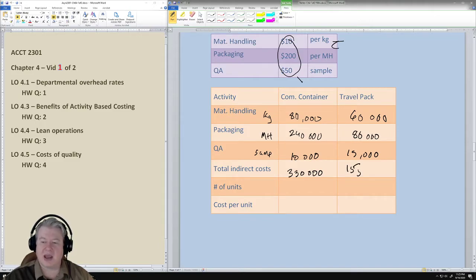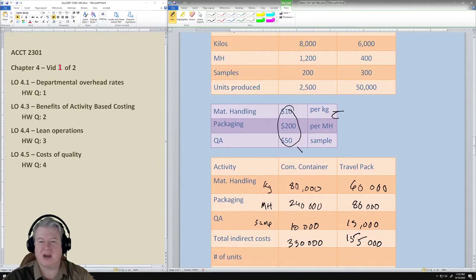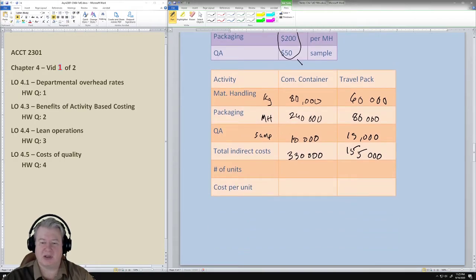Now, a question you might get is, okay, that may be the total costs, but maybe we sell a whole lot more travel packs than we do commercial containers. What is the per unit cost? Well, here we were given how many units we actually produced: 2,500 and 50,000. So we put those in there, and we would just divide one by the other.